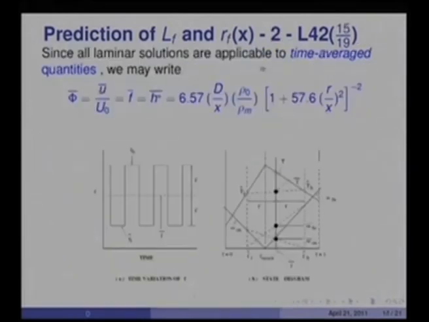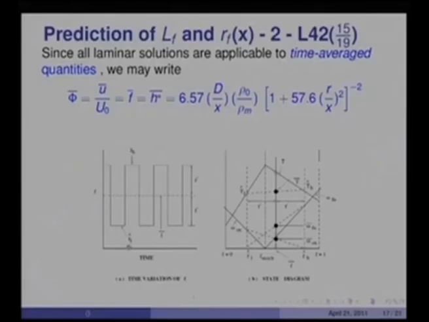Now, since all laminar solutions are applicable to time average quantities, we may write phi bar equal to u bar over u naught equal to f bar equal to h star equal to all that. This is the solution repeated. But now, let us see what actually happens. Let us consider mixture fraction f and let this be the time average value. In reality, the mixture fraction f would fluctuate between f high with a cap on top and f low with a cap on top. These are the instantaneous values.